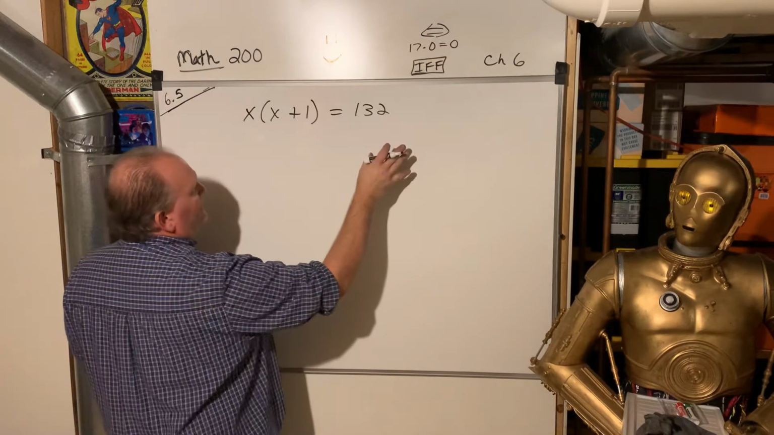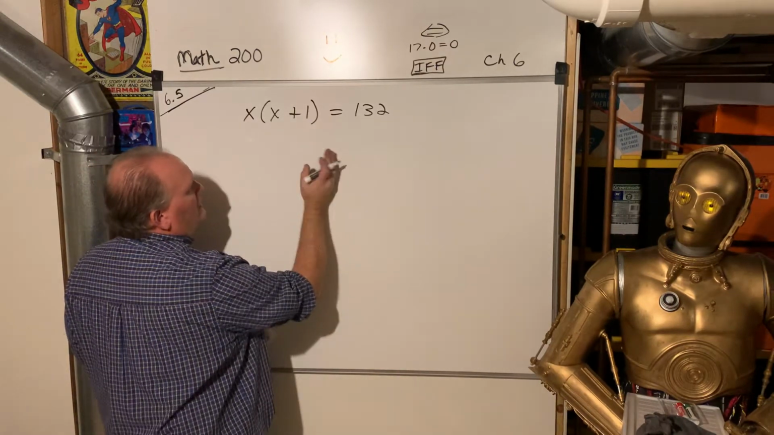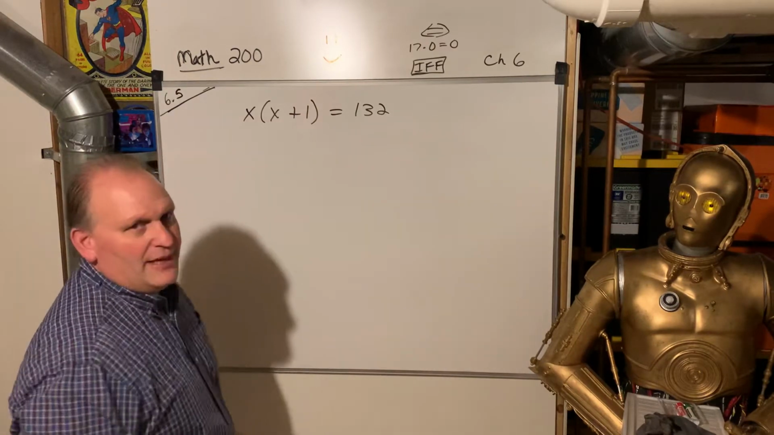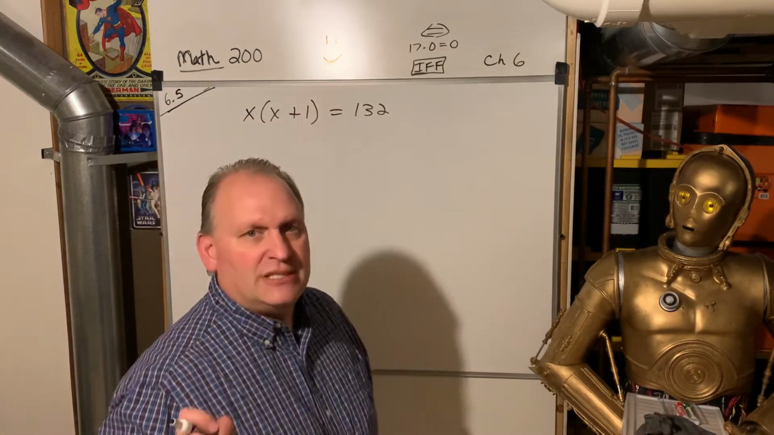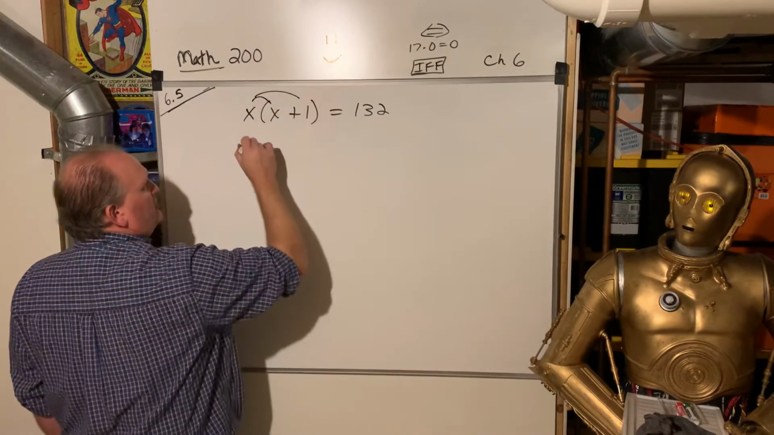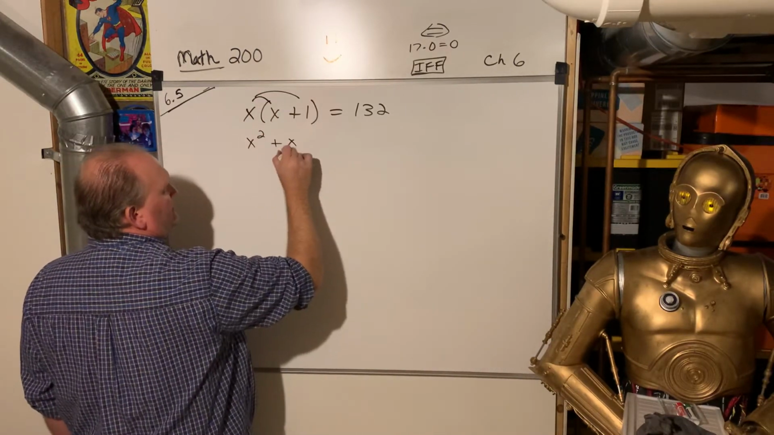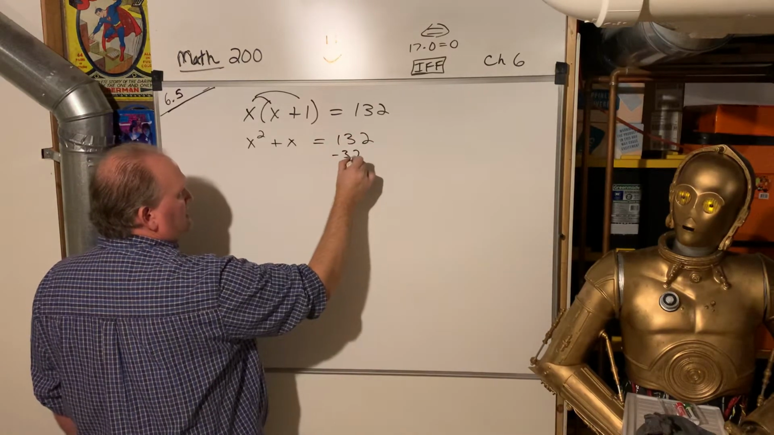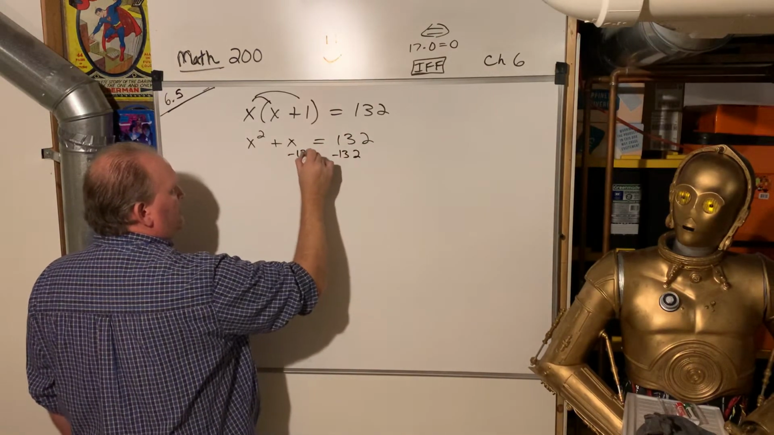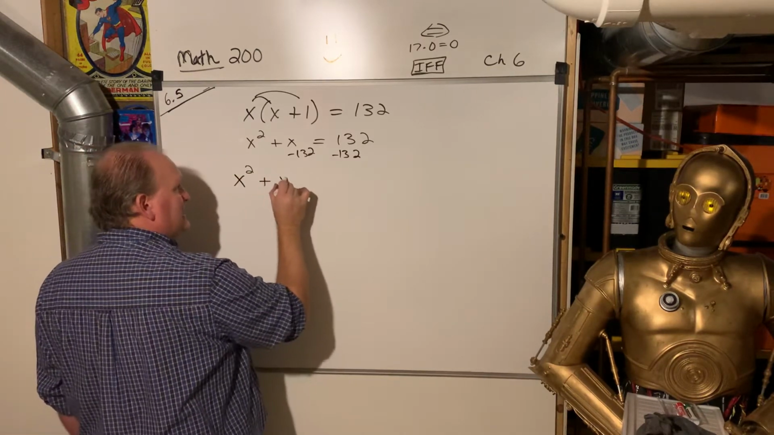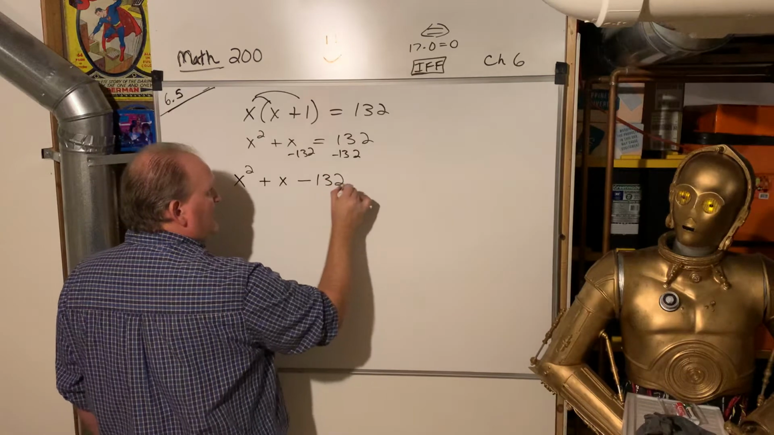Now I've had students say, oh, it's factored, I'll just say x equals 132 and x plus 1 equals 132. It doesn't work that way. You can't do it that way. It's got to be equal to 0. So we do the distributive property. Let's get it to 0. So subtract 132 from both sides. So now you've got x squared plus x minus 132 equals 0.